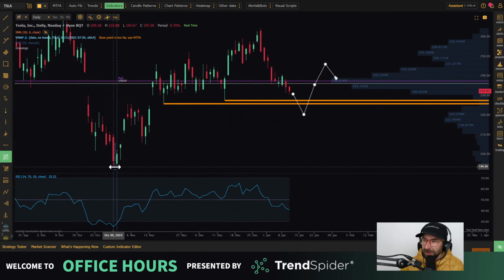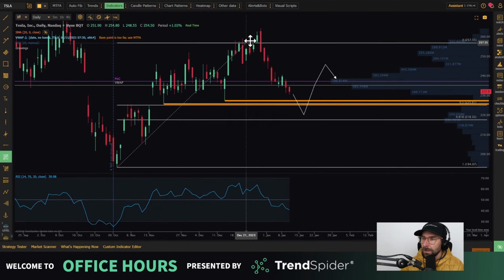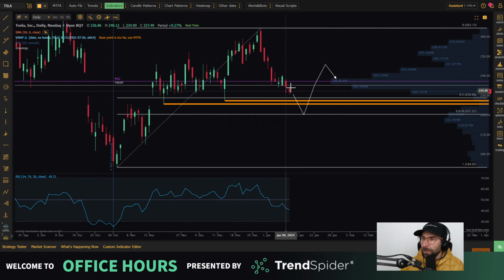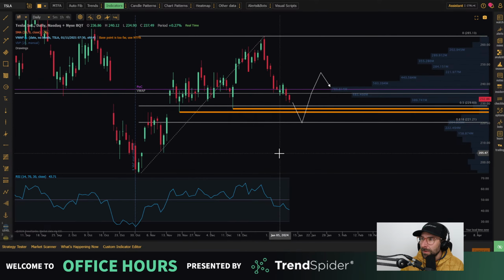Because again, your fibs, you're pretty much at the 50% retrace right now. And this is the first time they've really tested that 50% retrace since making the high. So that's kind of where my head would be at.